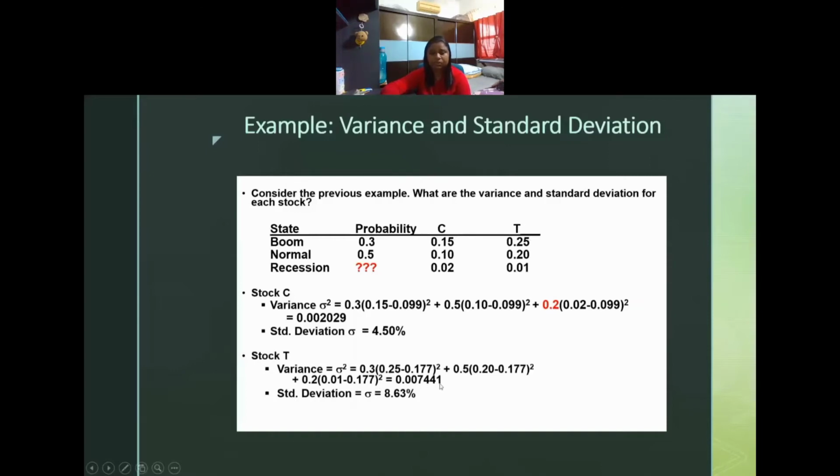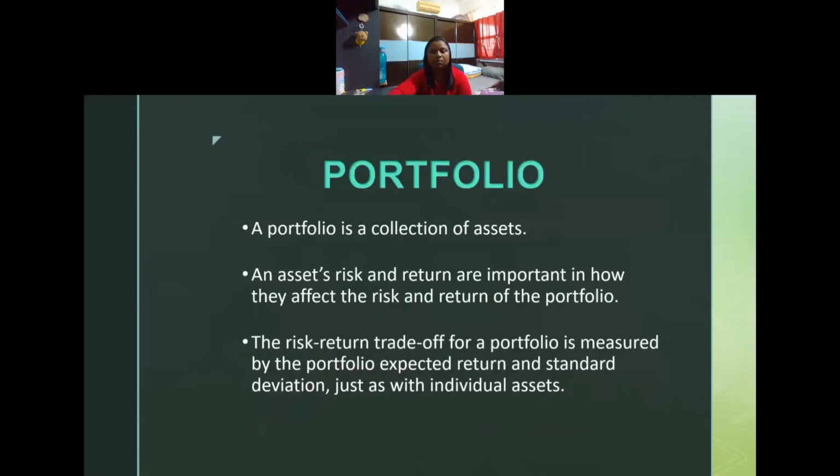0.007441. So basically for the standard deviation, once you square root it you'll get about 8.63%. So how do you get it? Once you square root, you have to times with 100% and you will get about 8.63%. So this is how you have to count for your standard deviation and variance as well. All right. So the next slide will be on portfolio.